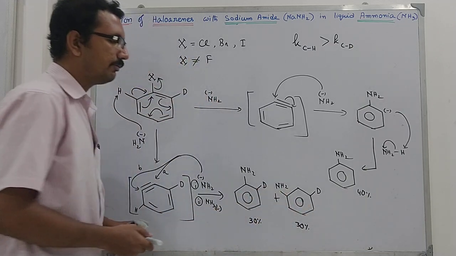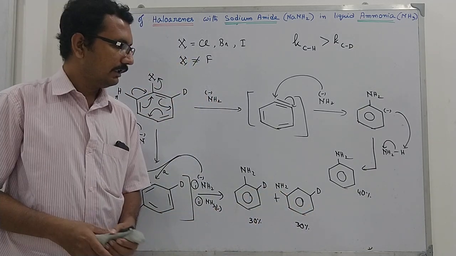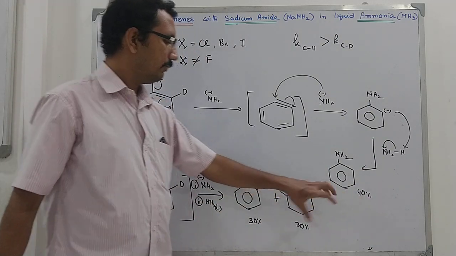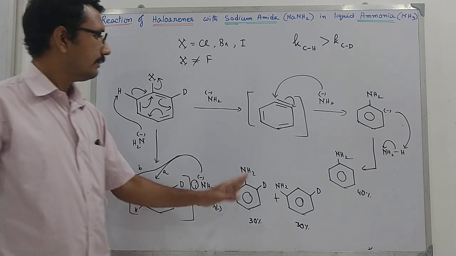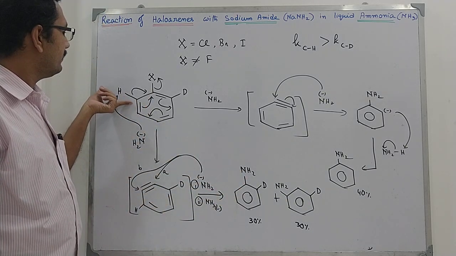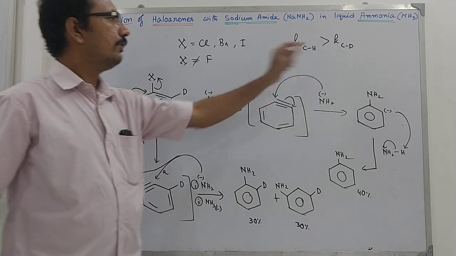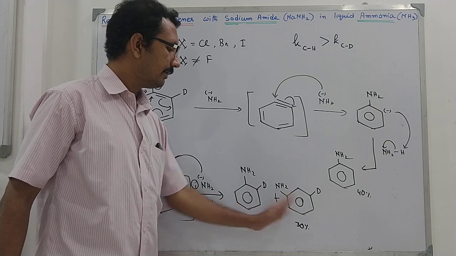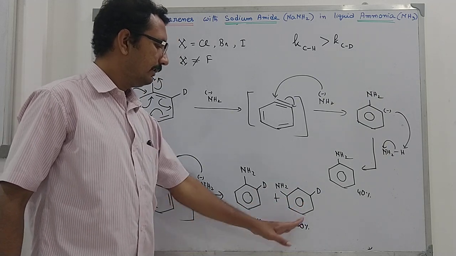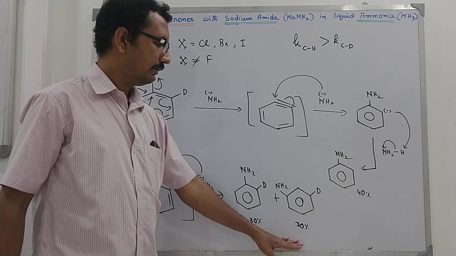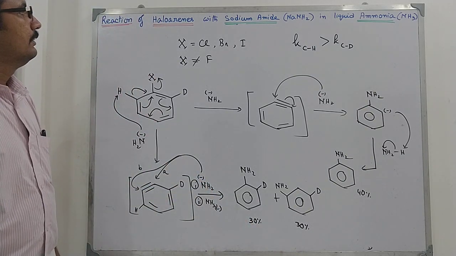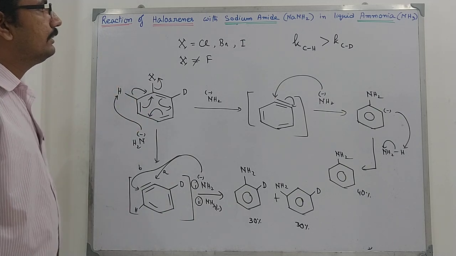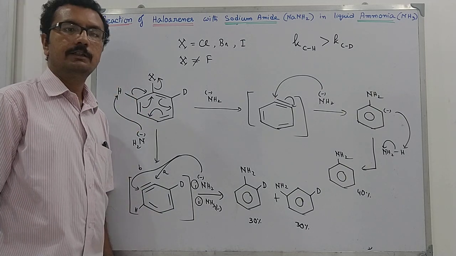Don't memorize this 30%, 40%. I am just giving you the example that this one is the minor product, say 40%, so this will be 60%, since the rate of extraction of this hydrogen is greater than that of the deuterium extraction. Now since we get two products here, it is a simultaneous reaction, so this 60% will be distributed like 30% and 30% here. So this is the scheme of the reactions of haloarenes with sodium amide in liquid ammonia.